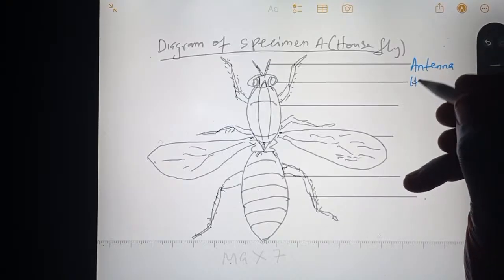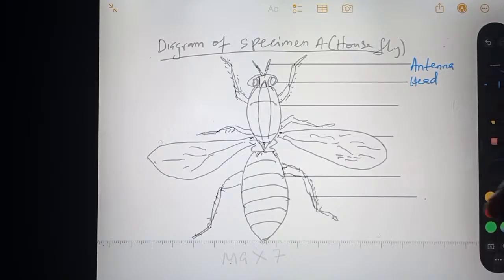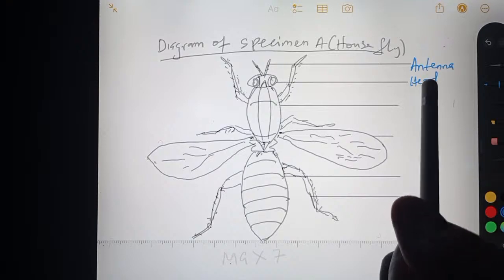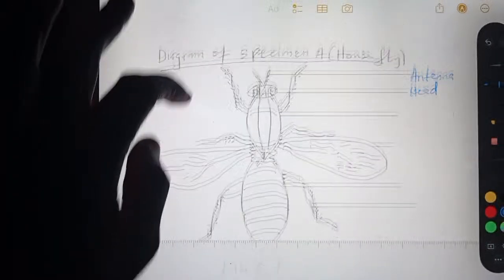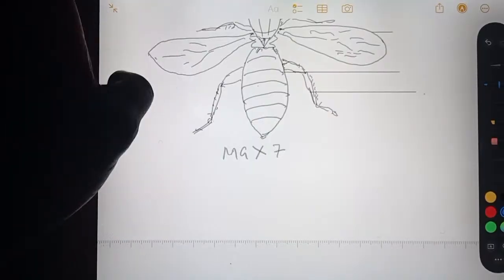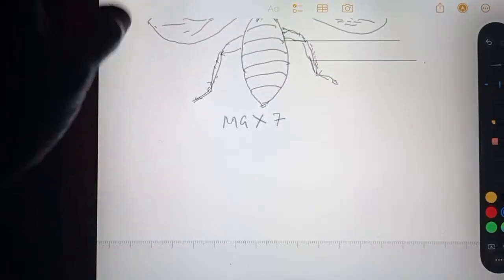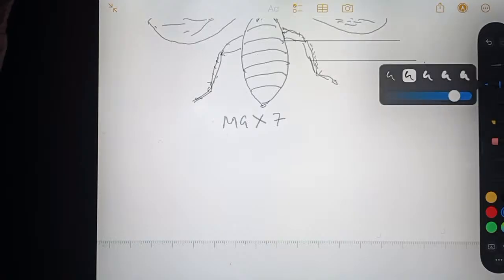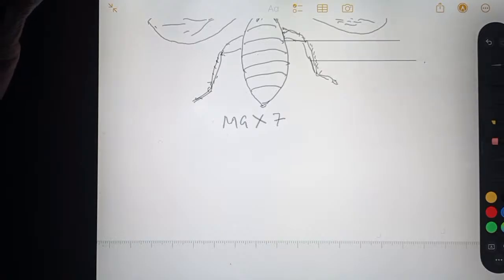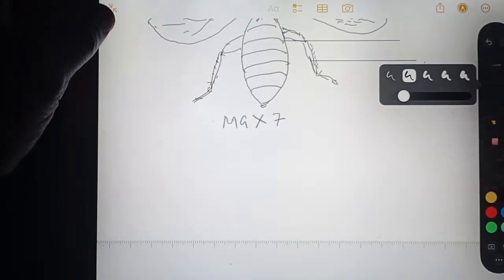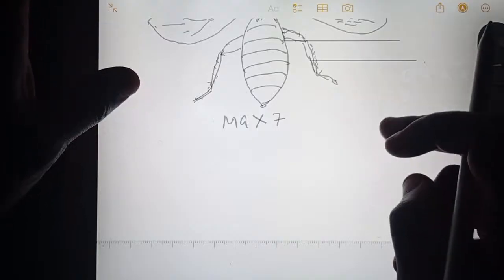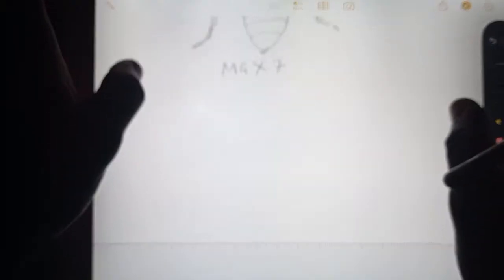Here is the head. You also show the compound eye. You use pen. You can use pencil also in writing these parts. So these are the rules. Maybe the next specimen should be spider. If you are told to draw these 15 specimens they brought out, we wouldn't know where to start anyway. But what matters is that I'm giving you the little cheats that you need to succeed in this exam.